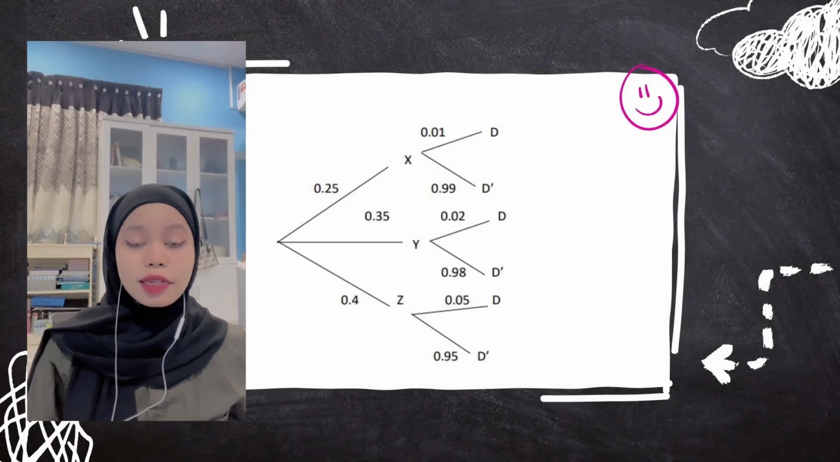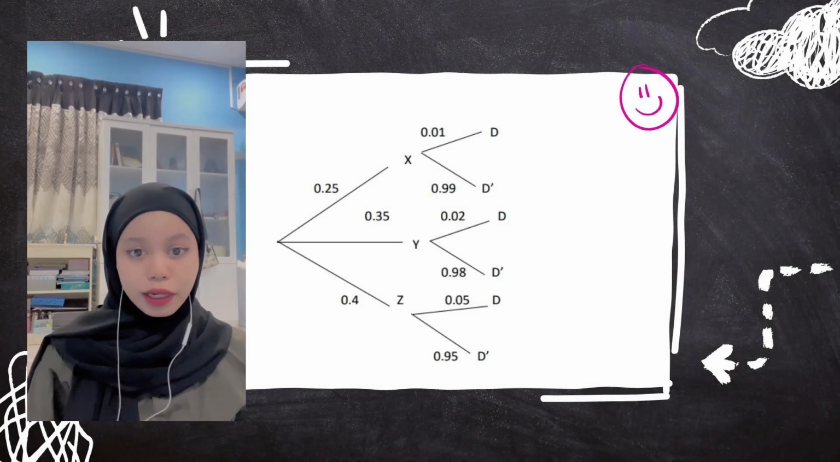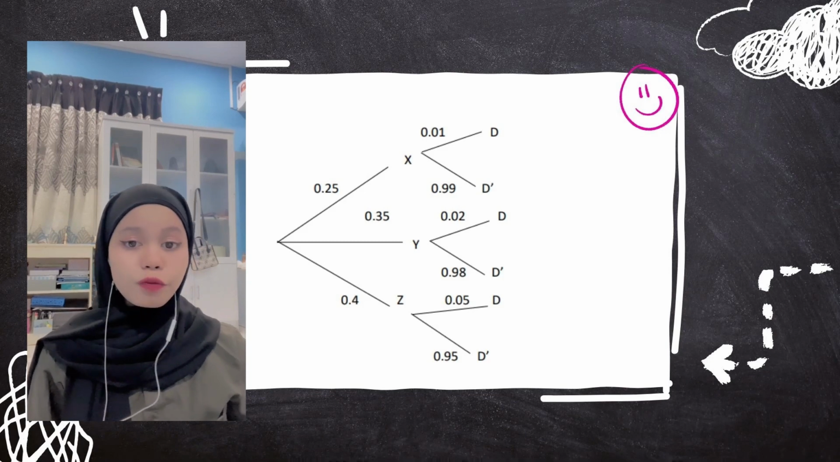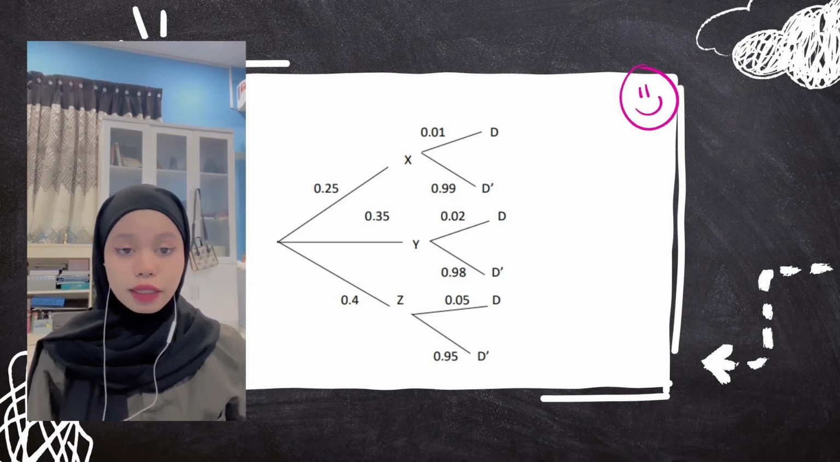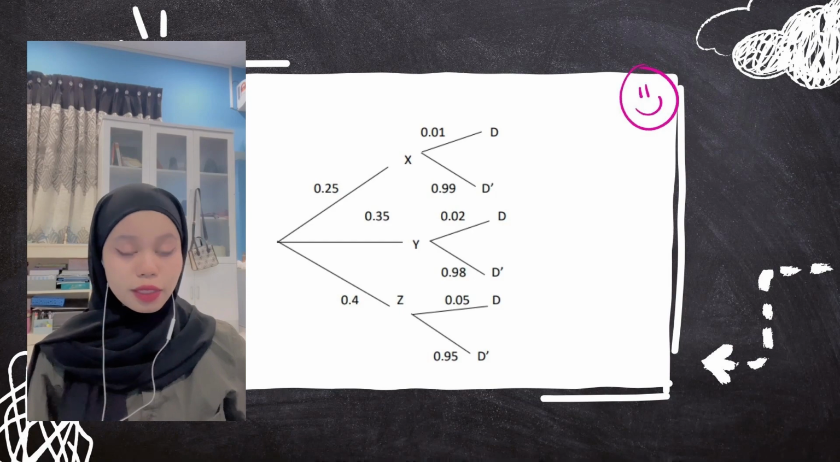So here is the answer for the tree diagram. As you can see, every branch has defective and non-defective branches.